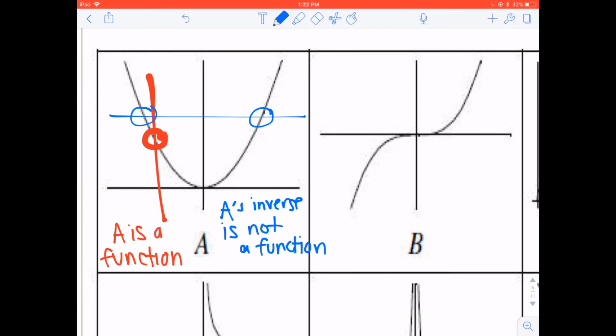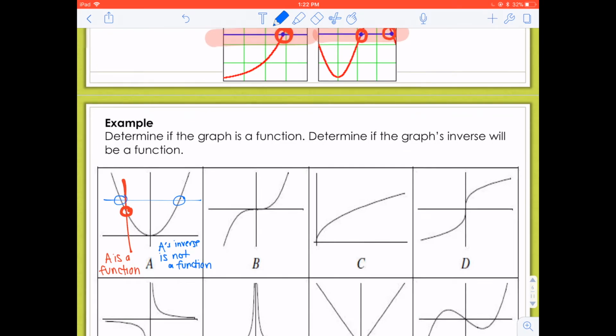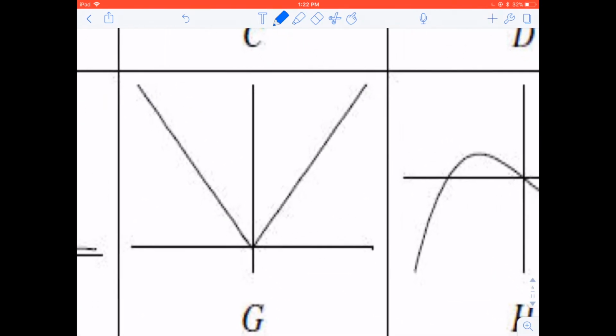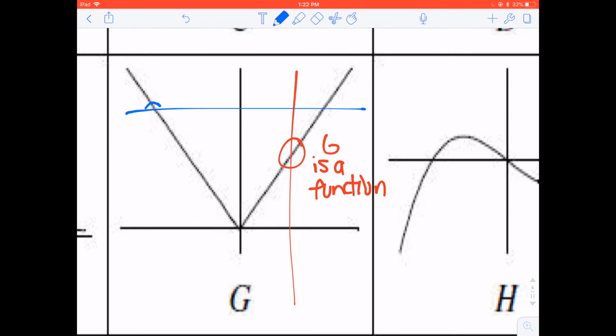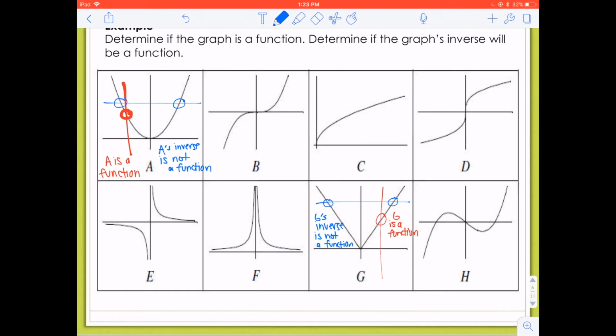All right, so horizontal is the inverse, vertical is just the graph itself. Let's look at G. No matter where I draw a vertical line, it only crosses once, so G is a function. However, if I draw a horizontal line, it does cross twice. So G's inverse is not a function. That's all the horizontal and vertical line test says.